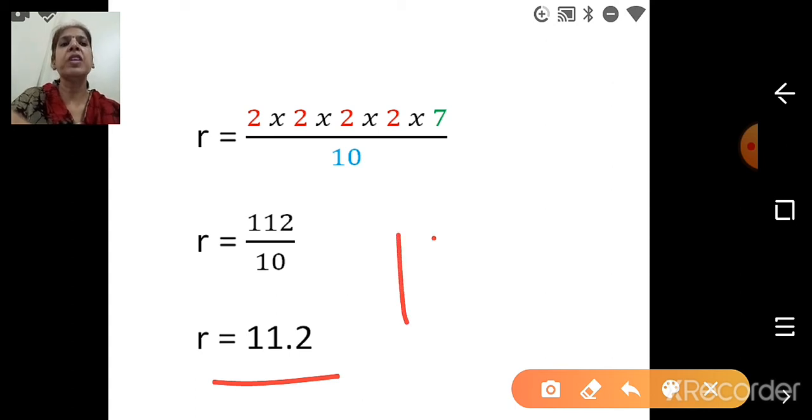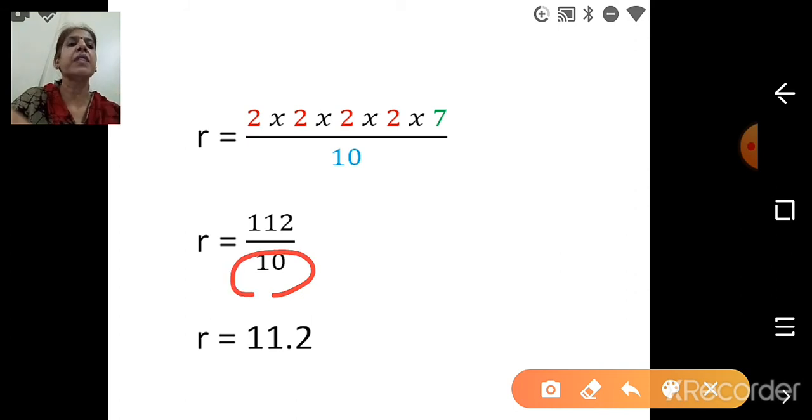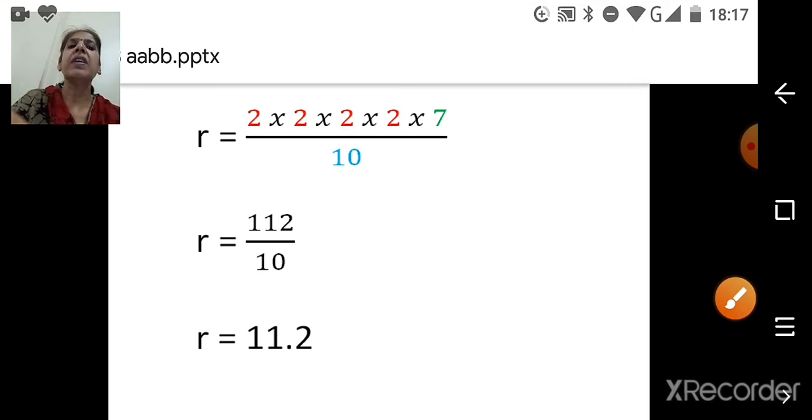When you remove the 10, you put the decimal at one place, so it is 11.2. We have divided it by 10, keeping the decimal at one place. So our radius is 11.2.